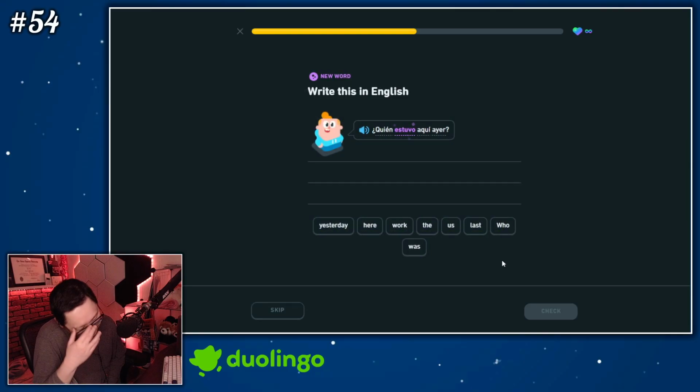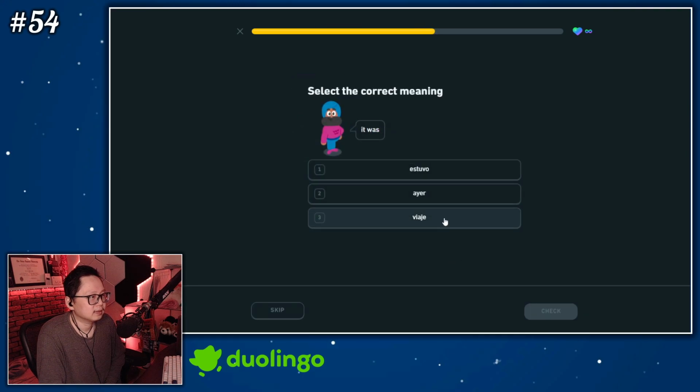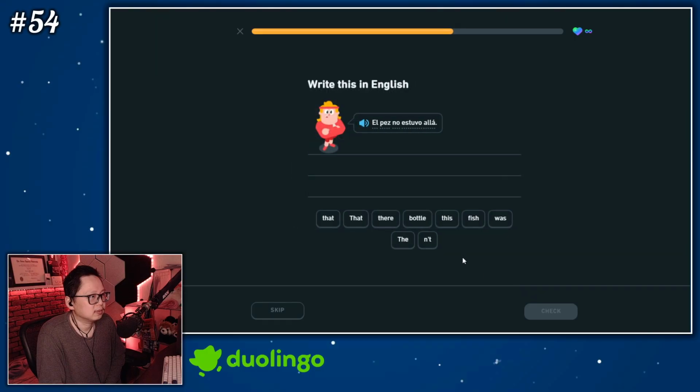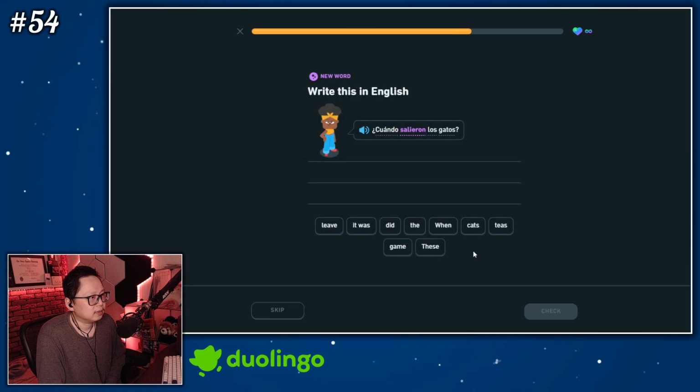¿Quién estuvo aquí ayer? This unit doesn't make any sense. Okay. Estuvo. El pez no estuvo allá. Allá.